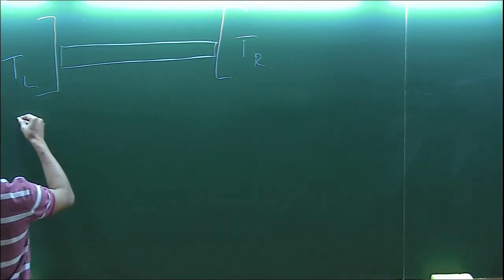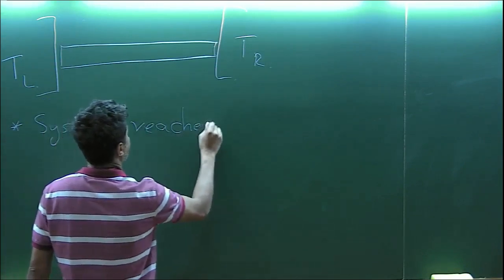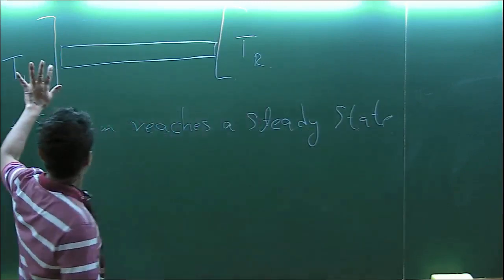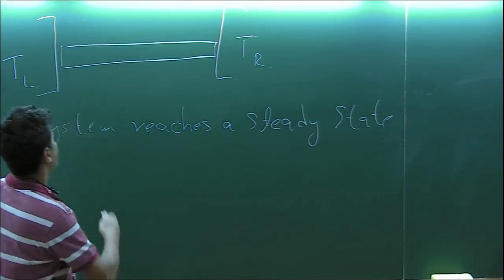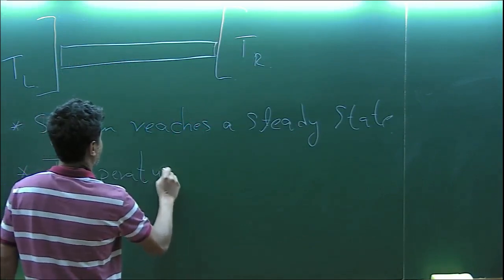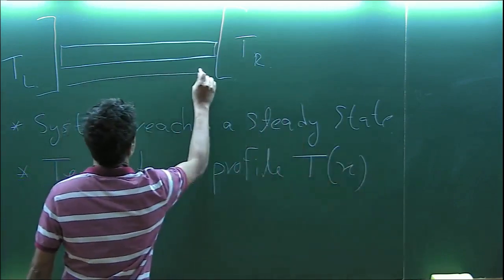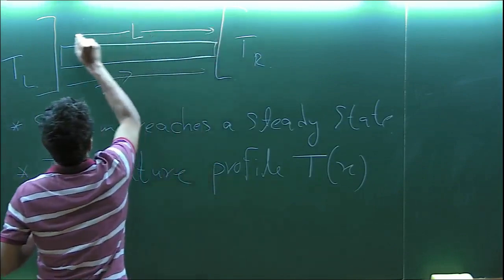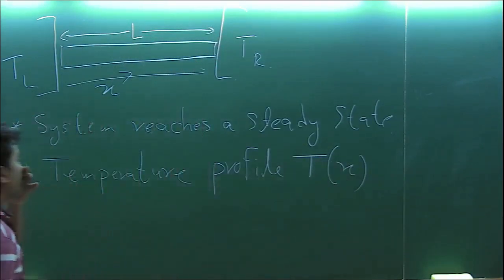Eventually, at long times, the system reaches a steady state. I'm assuming that somehow you maintain the temperature constant at the left and right ends. Then inside it will reach a steady state, which means there's a temperature profile. So T is a function of x, where x is the distance along the rod, the origin is at one end, and the full system size is L. So x goes from 0 to L. If you put a thermometer at various places, you'll get some temperature profile.